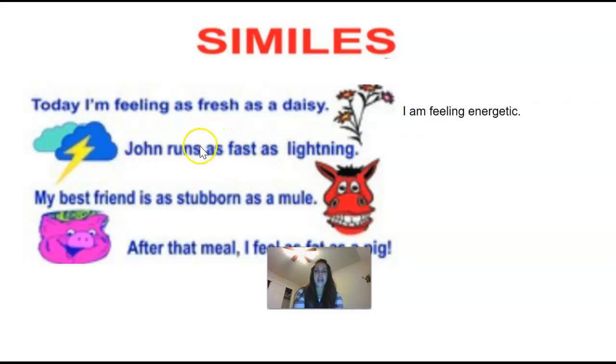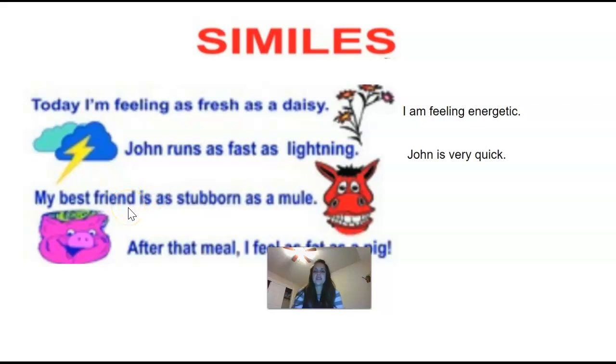We have the word as because in a simile we use the word like or as to compare. And we're comparing John and how he runs to lightning. So if you're like lightning, the speed of light is so fast you barely see it. It happens in the snap of a finger. So we're explaining John as being really quick. So that helps me to visualize how quick John is. John is very quick. Let's look at our next simile.